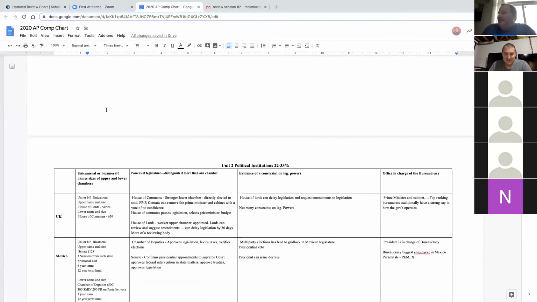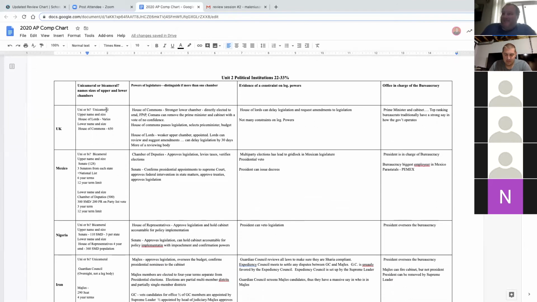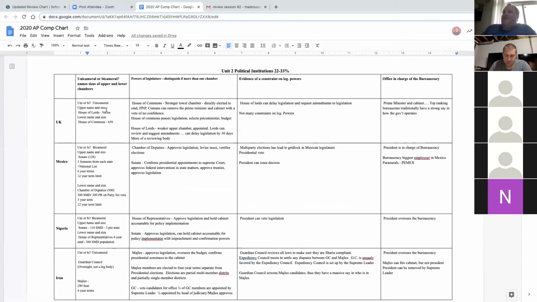Okay? All right. The second chart is about the legislative branches. Are they unicameral? Are they bicameral? I also have the makeup, the size. This is the type of stuff you probably just want handy on the day of the test.